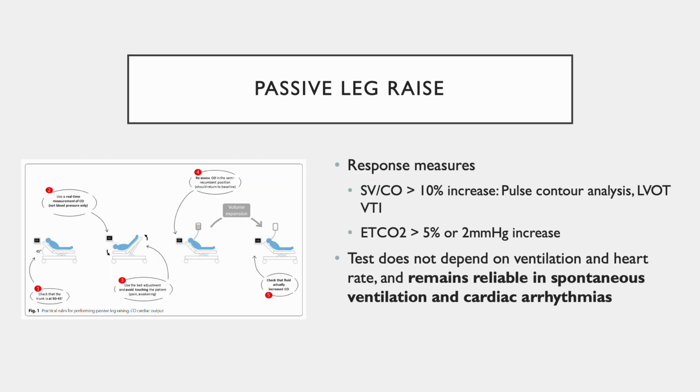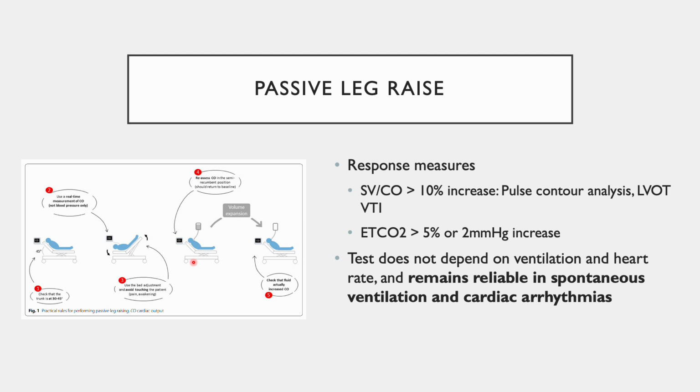The passive leg raise produces an autotransfusion of about 300 mL of blood as blood is mobilized from the splanchnic and lower limb venous circulation back to the heart, as a patient is transferred from a semi-recumbent position, as seen here, to a position where the trunk is horizontal and the lower limbs are elevated at 30 to 45 degrees. Subsequent repositioning back to the semi-recumbent position is recommended to ascertain return of cardiac output back to baseline.